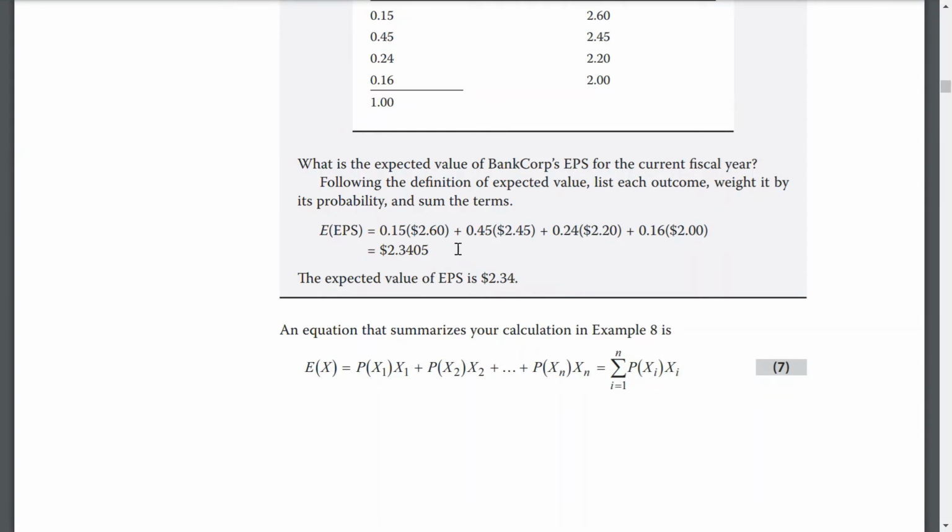An equation that summarizes your calculation in Example 8 is this.